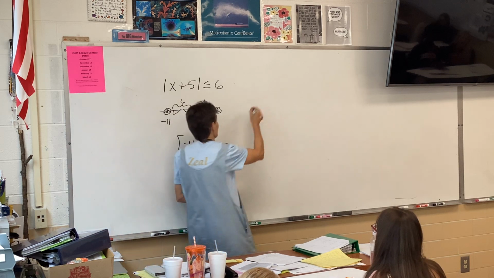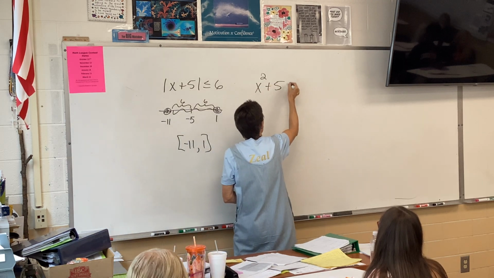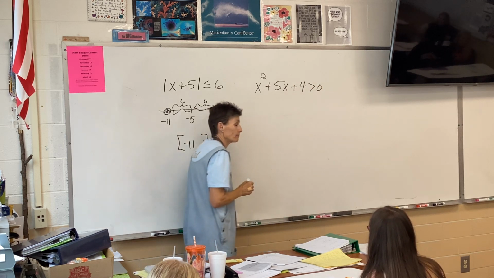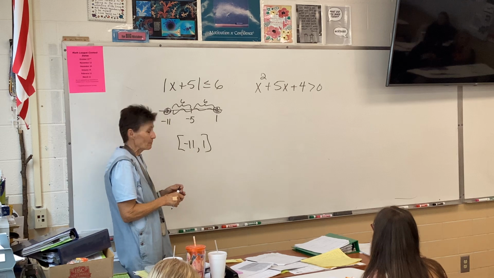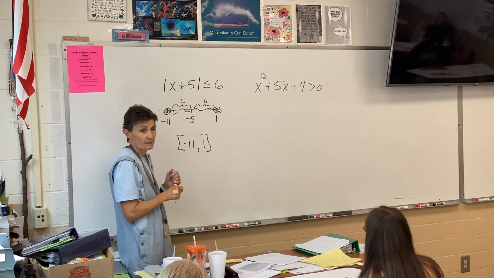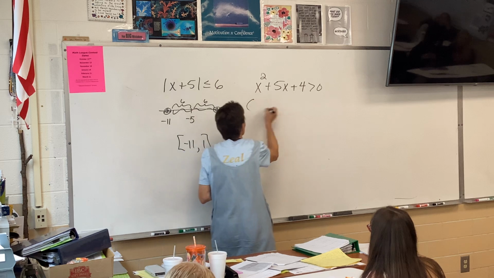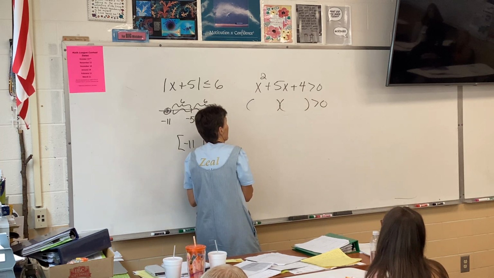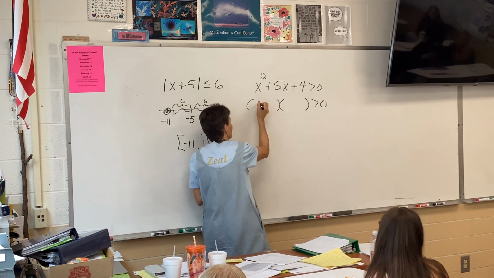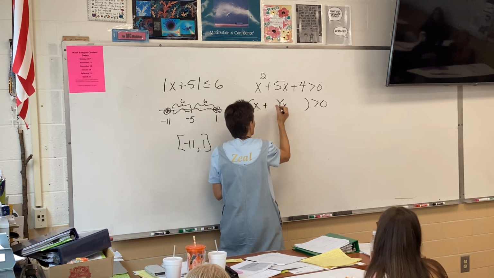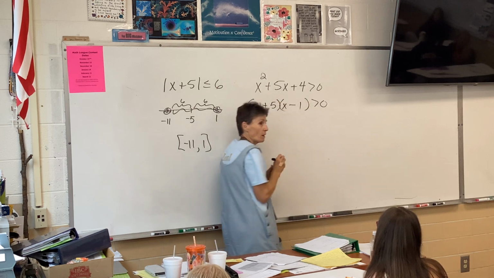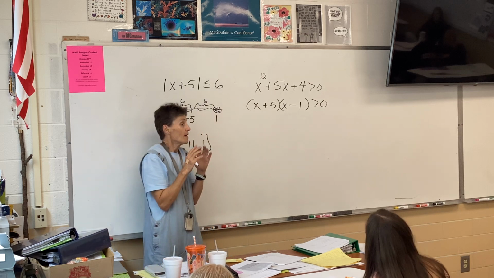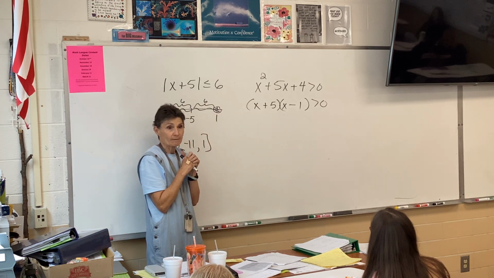We also looked at ones that look like this. Now we did those differently. How did we start these? Factor. Okay, let's see if we can get this right. How does that factor? X plus 5, X minus 1. I heard X plus 5, X minus 1. No. I see some no's, I saw some nods. I don't know. I'm going to check it.